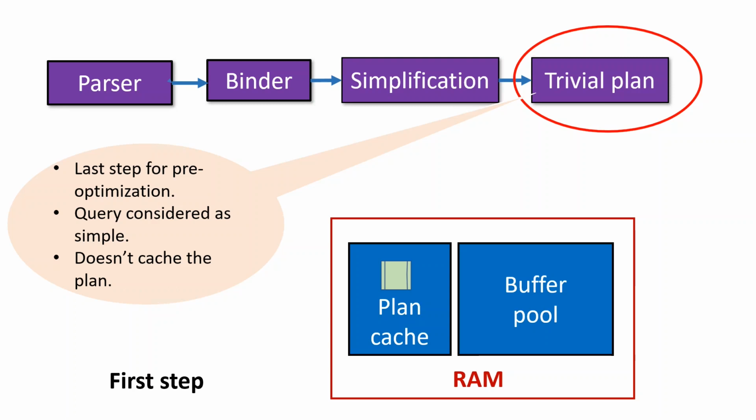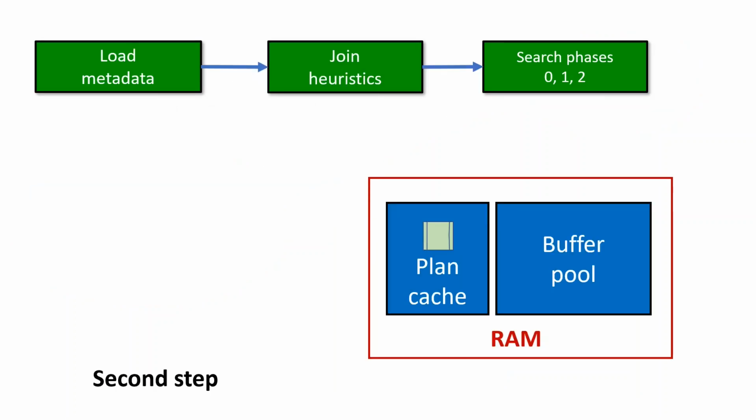And that particular trivial plan, if it gets generated, will be sent to the execution phase. But what if our query is not so easy? It is complicated with 10 tables in it, with complicated logic in it, with order bys, group bys in it. Then that particular query will be treated as a little bit complicated query, and SQL Server wants to create the full plan for it, and the query will be sent to the second step of the relational engine, which is load metadata, the first component inside the second step.